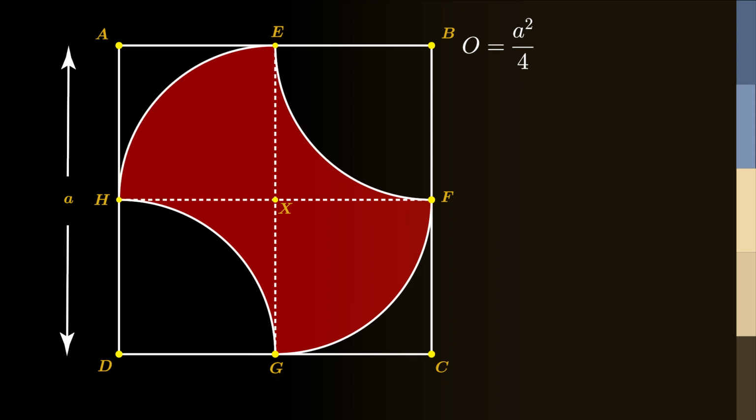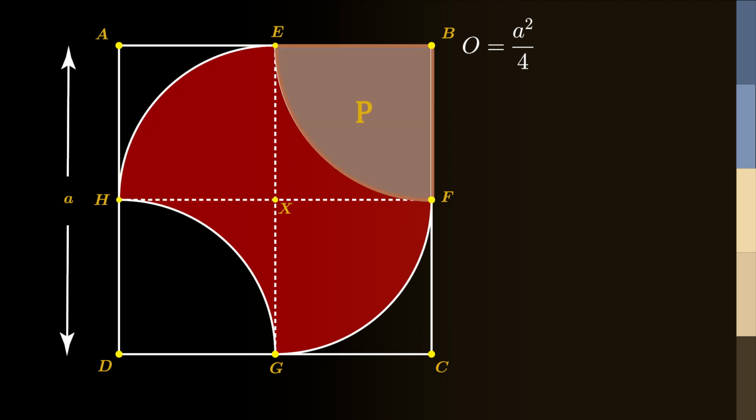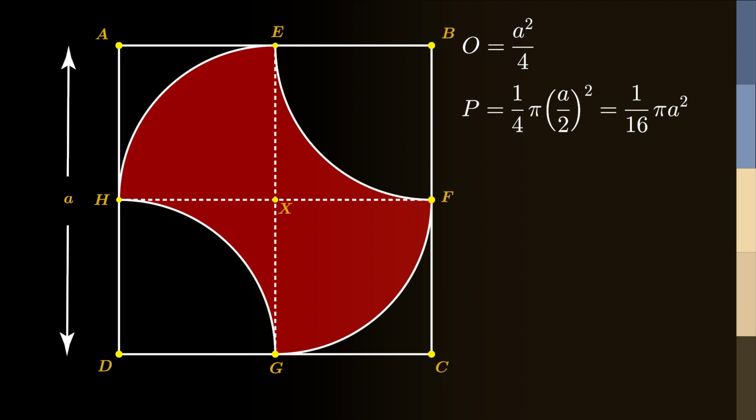We will call the area of one of the quarter circles P, and the value P is, using the formula for the area of a circle, a quarter times pi times the radius squared. The radius is here A over 2. Simplifying, the area is 1/16 times pi times A squared.